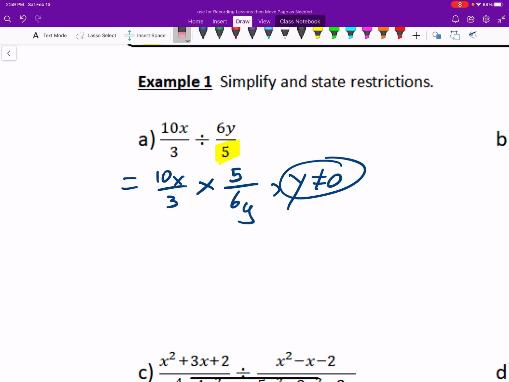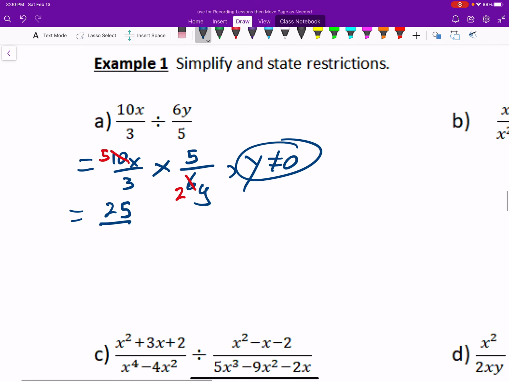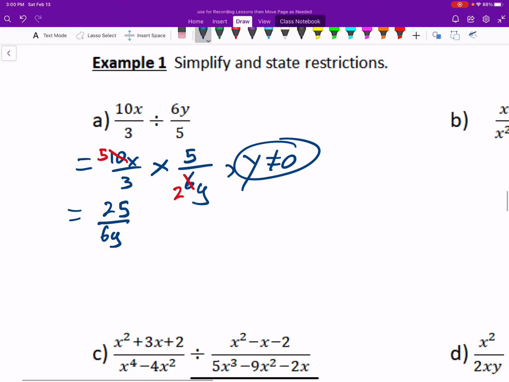As far as simplifying goes, now that I've changed it to a multiply, I can reduce like I was just doing above. So 2 goes into 6 twice, 2 goes into 10 5 times, and there's nothing else that can be done here. 5 times 5 is 25, 3 times 2y is 6y, and that's as far as we can go for reducing that one.